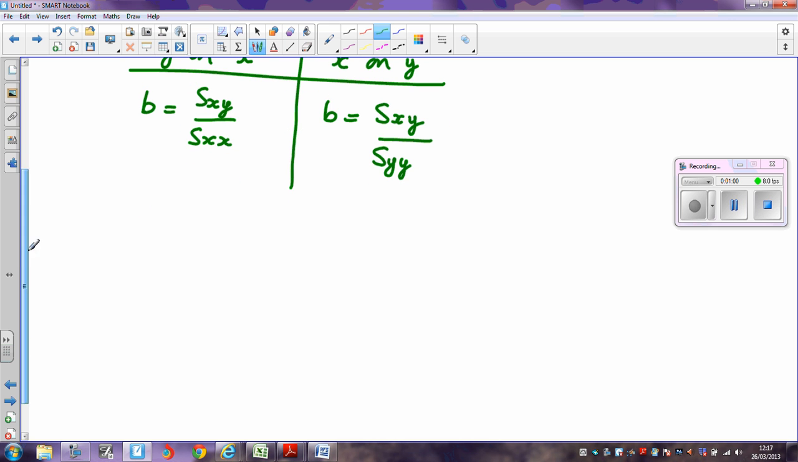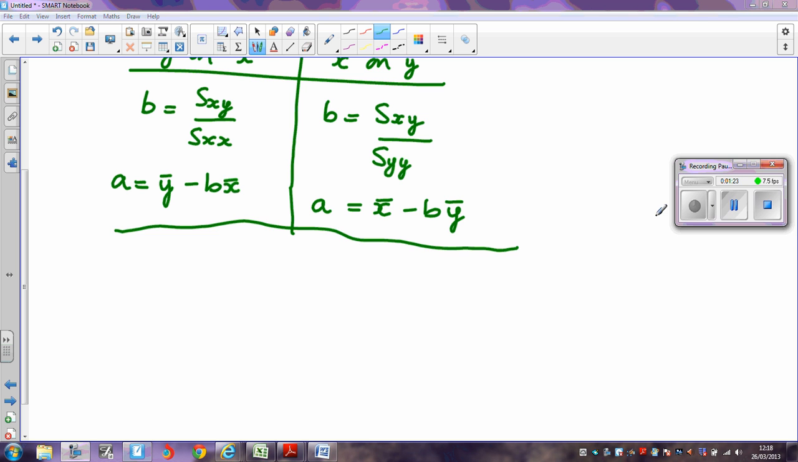The next difference here is, a is calculated using a is equal to the mean of y minus b times the mean of x. Here it's the other way round. a is calculated using the mean of x minus b times the mean of y.